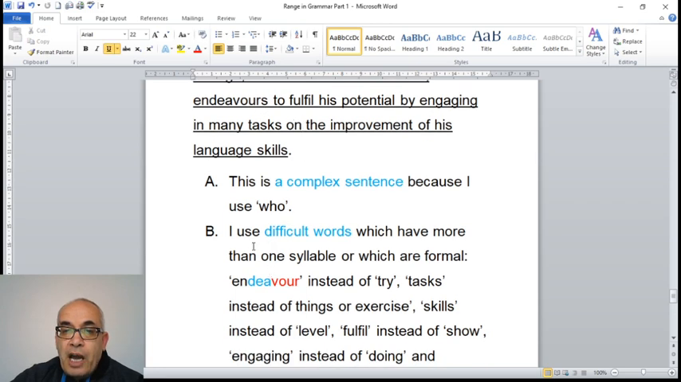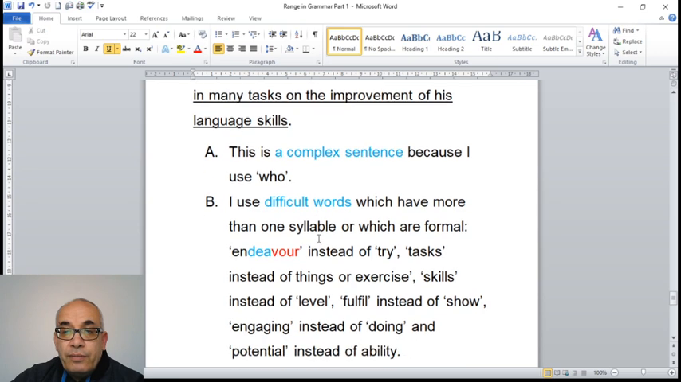Number 2, I use difficult words which have more than one syllable or which are formal. So look at this: in, de, va. 3 parts, 3 syllables instead of try. Try is easy. It's like entry 1 or entry 2. But in, de, va, this is a high level. And they have the same meaning, or similar meanings. They are synonyms.